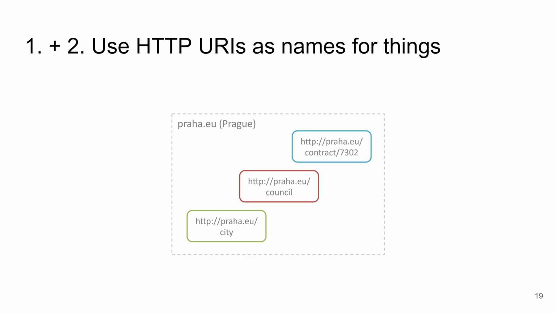So we do just that. So for instance, for the green one, we assign HTTP praha.eu/city. For the Prague Council, we have praha.eu/council, and for public contract 7302, we have praha.eu/contract/7302. So we assigned a globally unique HTTP URI to each data entity we want to publish data about.